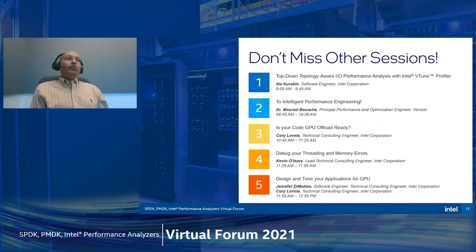And Corey Levels is going to show you how you can take your high performance workload and understand, based on the CPU profile, what portions of it are profitable to offload to a GPU, and then also talk about whether the kernel is performing optimally using GPU roofline. Kevin O'Leary is going to talk about debugging your parallel code for threading and memory errors using Intel Inspector. Finally, Jennifer Dimitio and Corey Levels will do an illustrated walkthrough of using Advisor and vTune to design and tune your application for GPU.